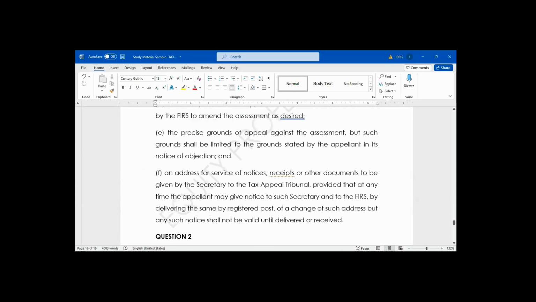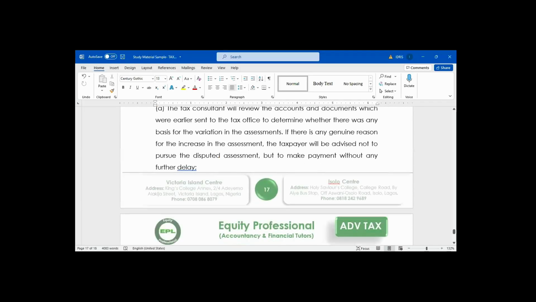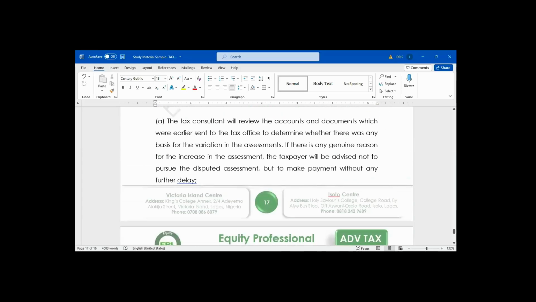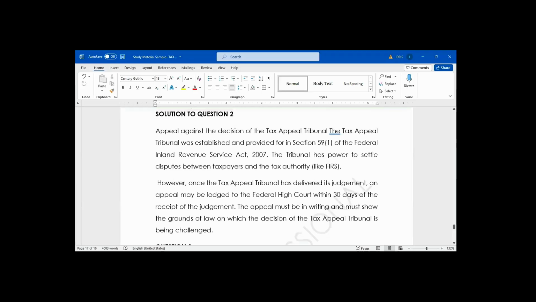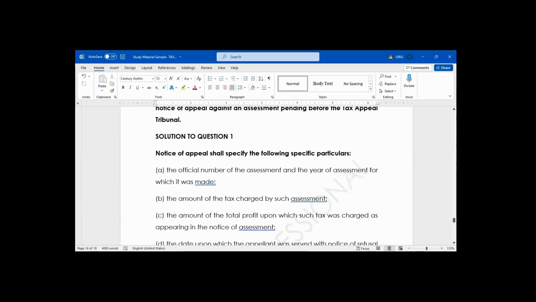Do we have any question? Do we have any query? I have some questions here. Some of these questions are likely exam questions. So please study them. Question 1, question 2, question 3. Study them. I have the solution there.